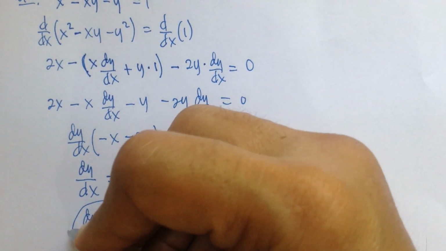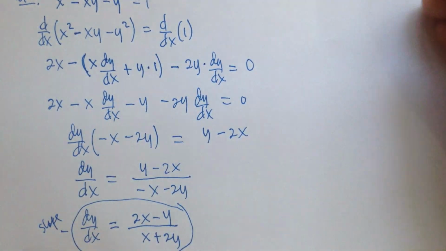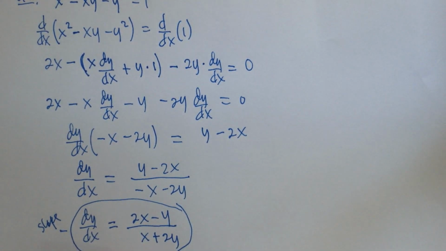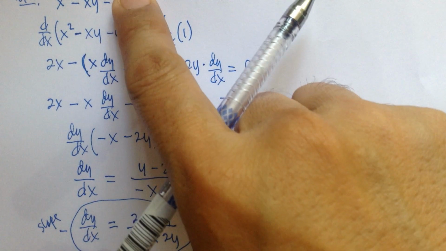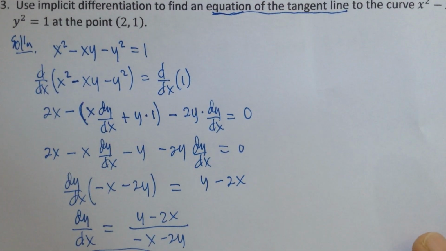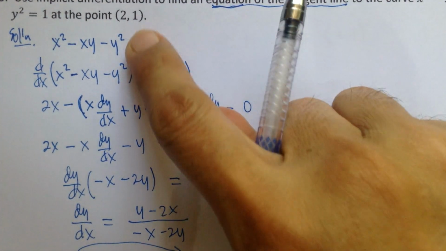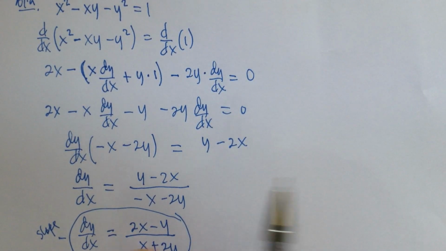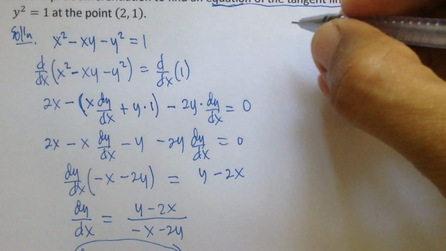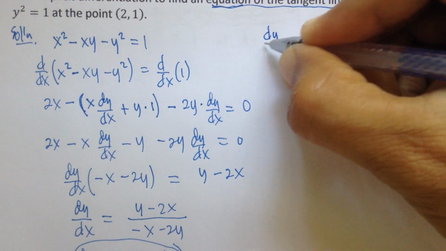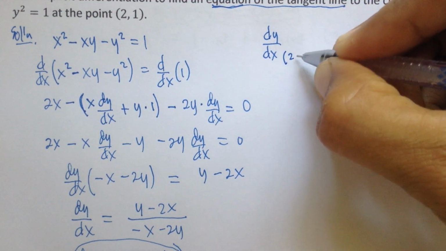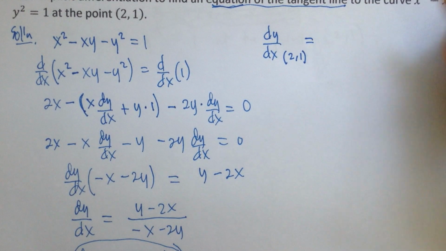This is actually the slope of the line tangent to this curve, of any line that is tangent to this curve. Now, how do you find the slope of the line tangent to this curve at that particular point? The slope of the line tangent to the curve at this particular point is actually the value of your dy/dx at that particular point. So that means that we need to evaluate the dy/dx at the point (2, 1).